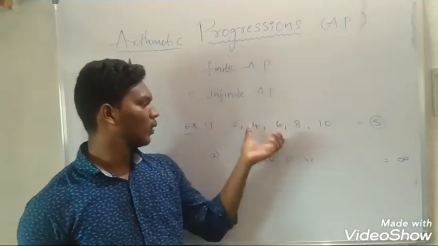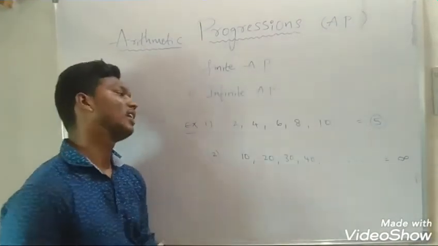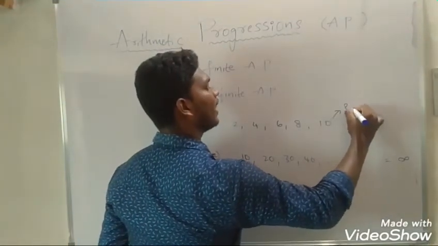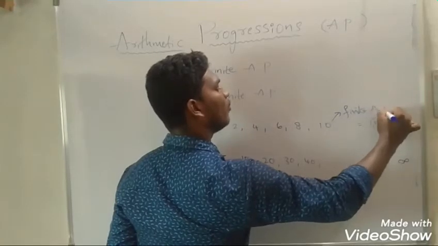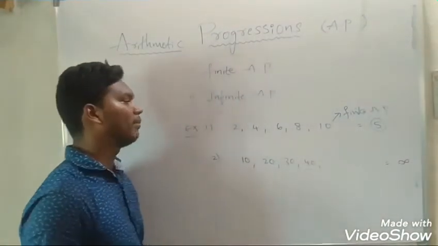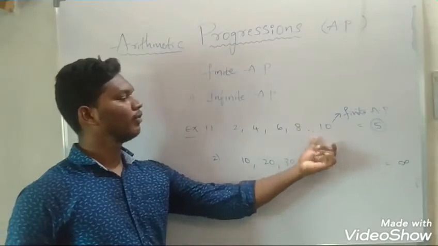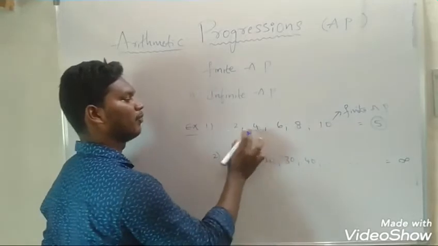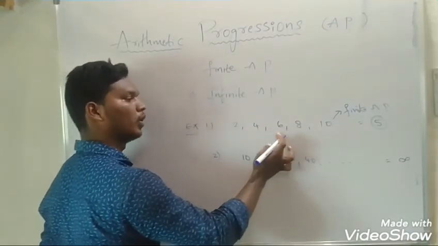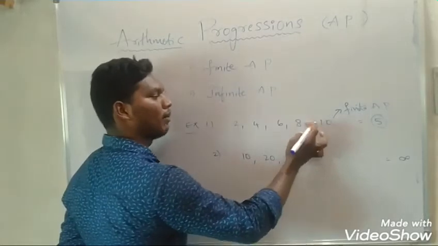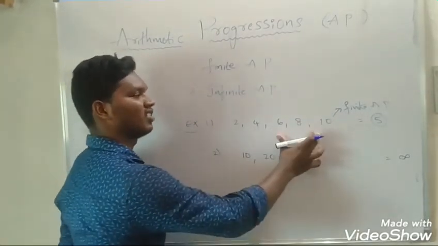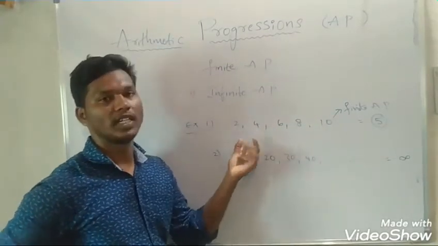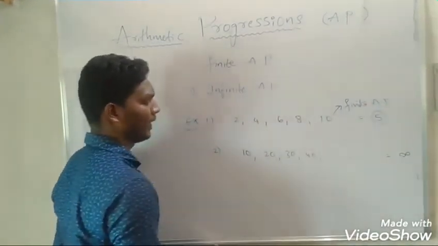Okay friends. So by seeing example 1 and example 2, we may say that example 1 is a finite AP. Why finite AP? See friends, check whether 2, 4, 6, 8 are in AP. Yes, of course it is an AP because the common difference is same. 4 minus 2, 2. 6 minus 4, 2. 8 minus 6, 2. 10 minus 8, 2. So since the common difference is 2 and we are saying that there are 5 terms, therefore example 1 is considered as finite AP.